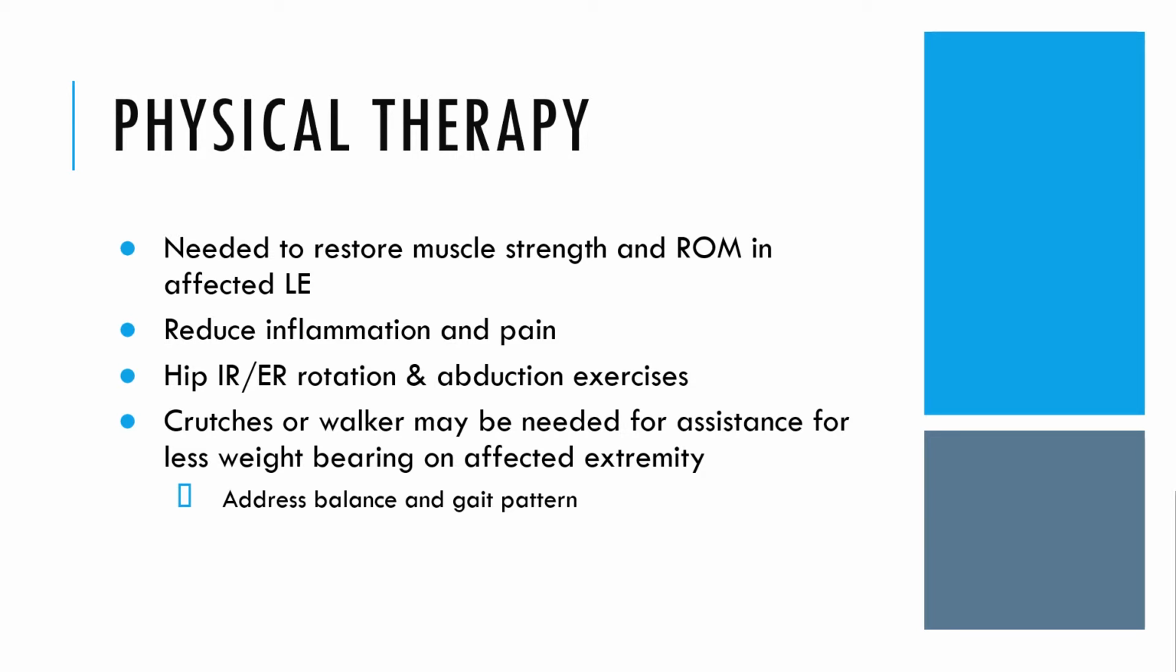Physical therapy is an important intervention that can help with the process of Perthes disease. Physical therapy is needed so we as clinicians can help restore muscle strength and range of motion in the affected lower extremity. Most exercises would include motions of hip abduction, internal and external rotation, and we would also address balance, posture, and gait pattern because an assistive device may be needed. And of course, we want to help reduce pain.